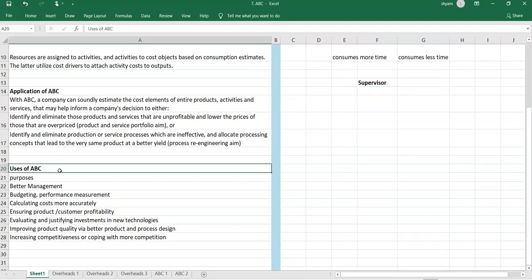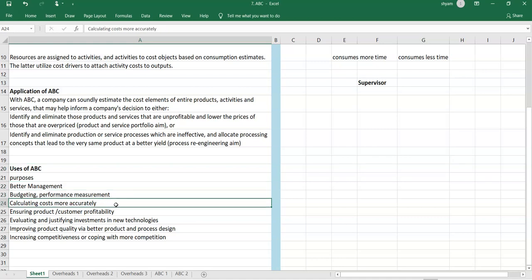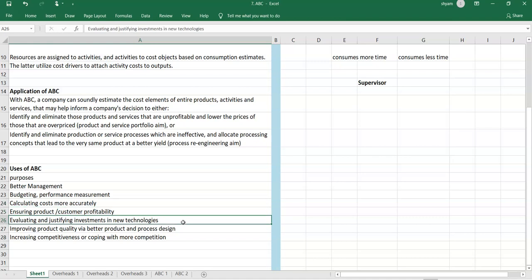So uses of ABC: it helps in better management, better budgeting. The costs are much more accurate, the profitability is much more accurate. We can find out whether to invest in new technology or not. I think that's the example we told you here, whether we could use a camera with artificial intelligence to supervise the production of products. Improving quality by a product and a process redesign.